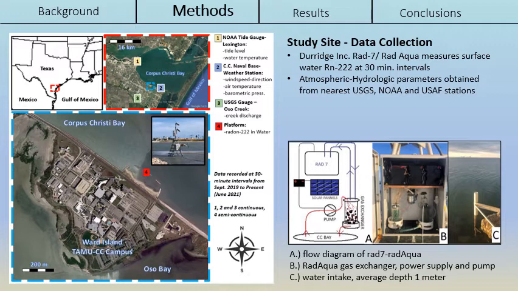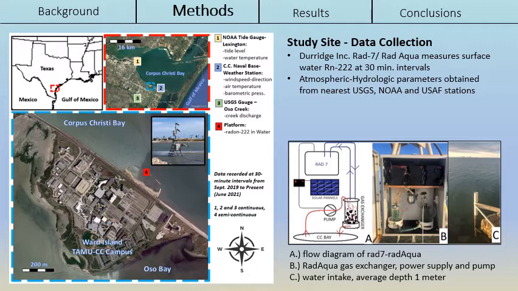This study was carried out on Ward Island in Corpus Christi Bay. This is in the southern part of the Texas Gulf Coast. This is also the campus of Texas A&M University, Corpus Christi. On this beach in front of the campus, we have a platform that contains a RAD7 and a RAD AQUA system that measures Radon-222 continuously and autonomously at 30-minute intervals.